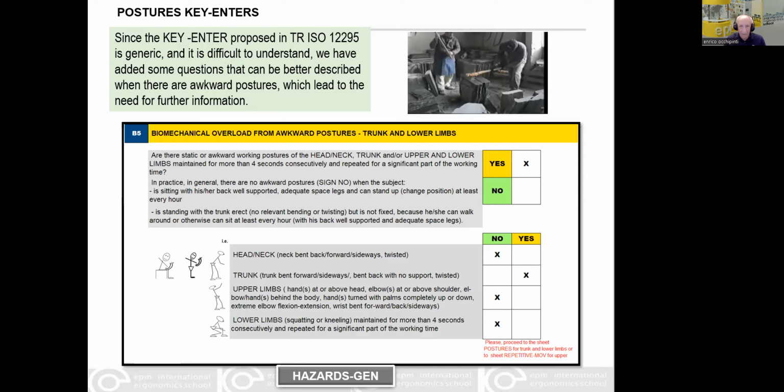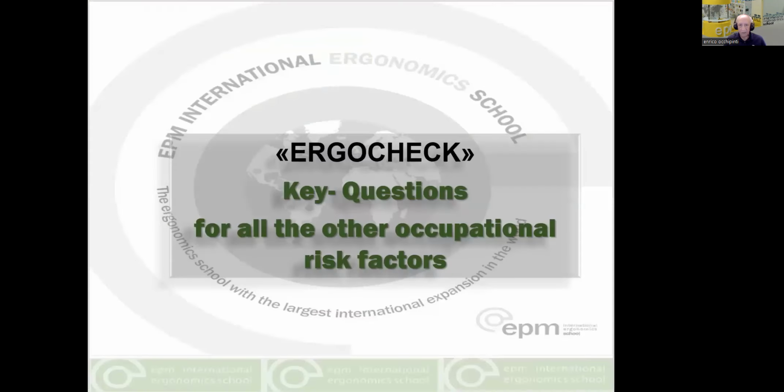Then we consider biomechanical overload from awkward postures, essentially with the same concept from the ISO technical report, but we simplified it and considered substantially the trunk, the upper limbs and the lower limbs, where again a yes answer means that you should consider this peculiar question, awkward posture of the trunk, the upper limbs or the lower limbs, in a separate sheet.